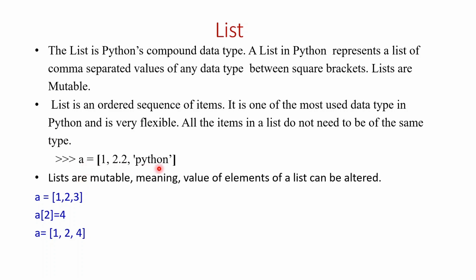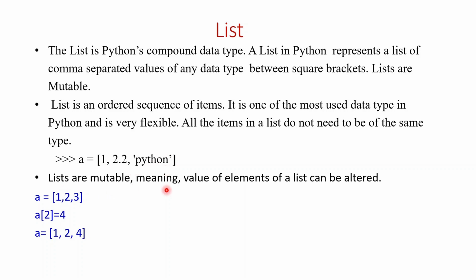This is an example. A is the name of that list. A is equal to, inside this square bracket we have declared different types of data: 1 is an integer, 2.2 is a float, Python is a string. So a list is a collection of any data type separated by commas, and it is declared inside this square bracket. The most important thing to remember here is that the list elements you have to declare inside the square brackets.